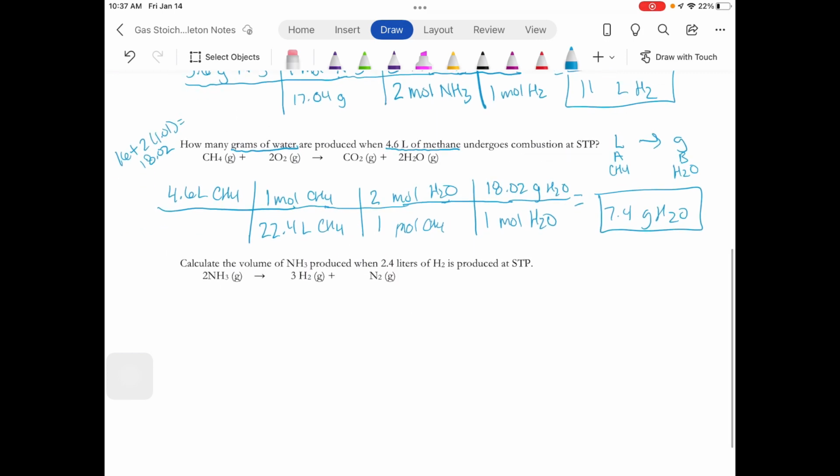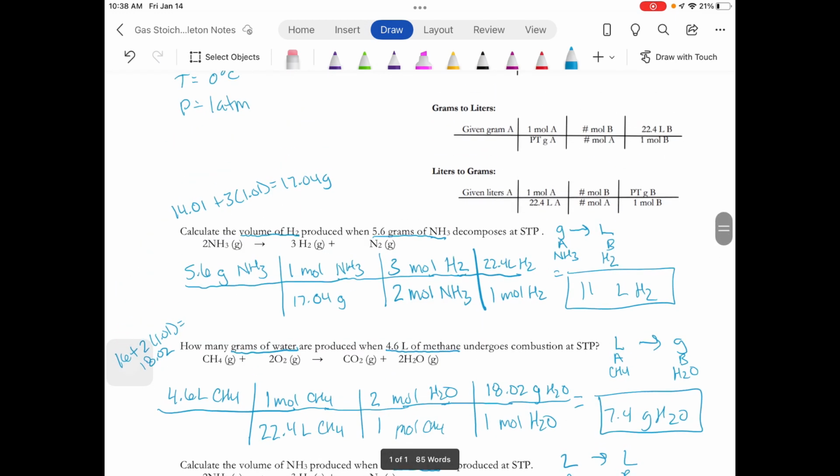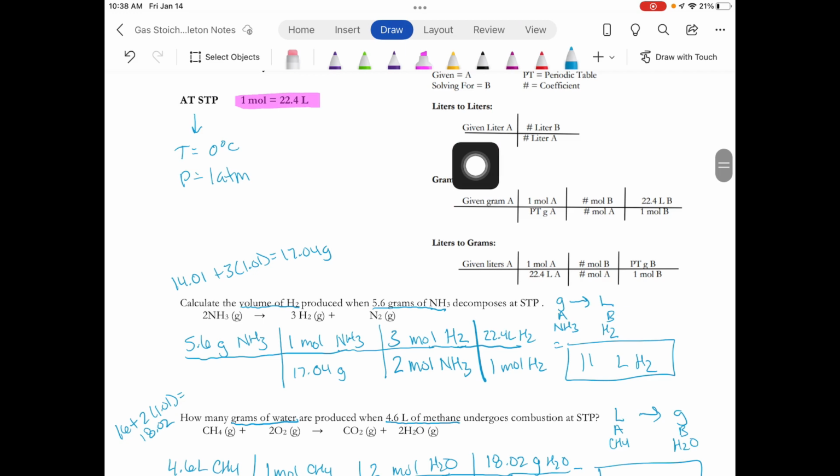Okay. Last problem. Calculate the volume of NH3 produced when 2.4 liters of H2 is produced at STP. So we have been given liters, and we want to know volume, which is also liters. This is our A, this is our B. We were given liters of hydrogen, so hydrogen, and our B will be your NH3. So we're going liters to liters.